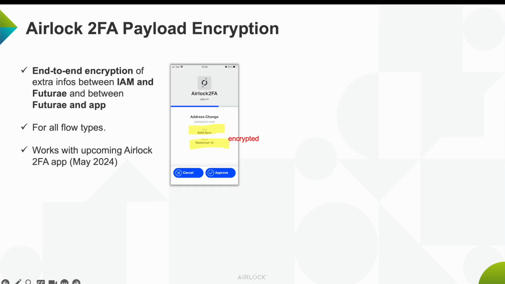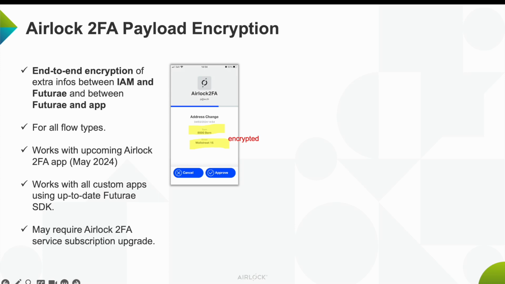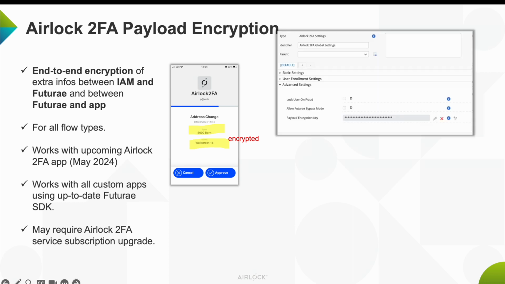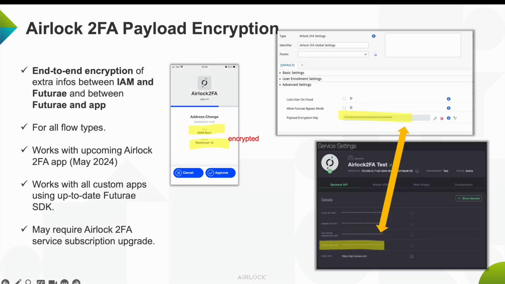It works for all flow types. It works with newer apps, so with the upcoming Airlock 2FA app, which we expect in April or May 2024. And it works with all custom apps with the up-to-date FutureA SDK. So check the SDK that you're using, or which Airlock 2FA app you're using, before planning to use the feature. It may require an Airlock 2FA service subscription upgrade. How to configure it? Just go to the Airlock 2FA settings, and there you will find a new property called Payload Encryption Key. You can copy the payload encryption key from the FutureA admin console as shown here. There it's called extra info key. You just copy that key here, you activate the feature, and you're done.